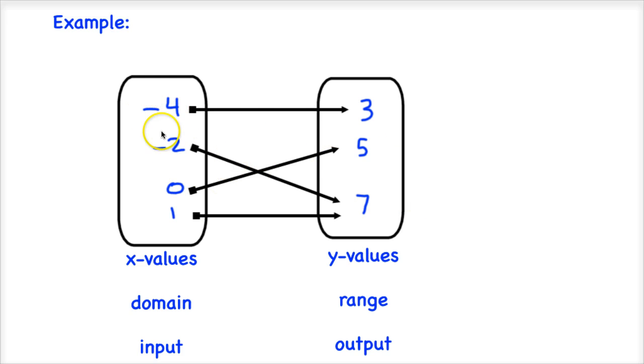2 bubbles with values, with the domain on this side and the range on this side, and the values are all connected with arrows. Okay, and if somebody asked me to write out the items of the domain, I would say -4, -2, 0, and 1. And if I had to write out the items in the range, I would say 3, 5, and 7, right? Because it's pretty clearly organized that way.